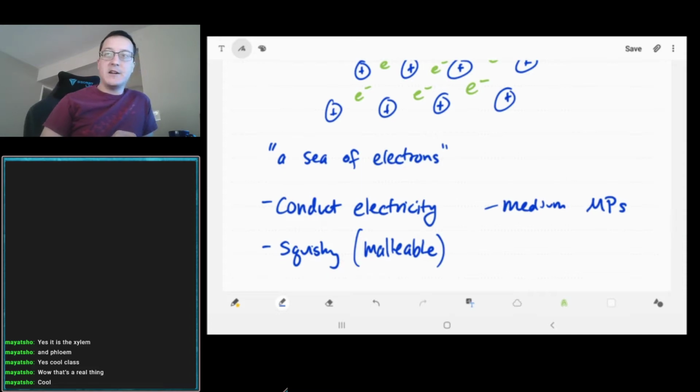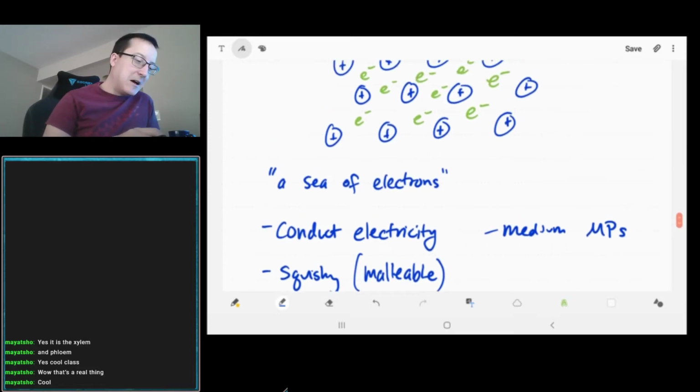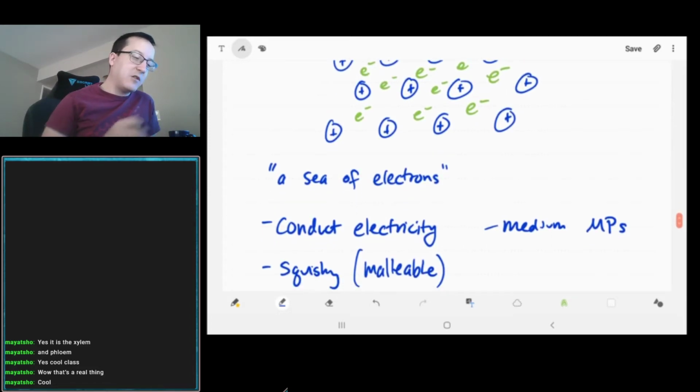Hooray! We're done with solids. Do we have any questions about these? Oh, by the way, metals don't dissolve in water.